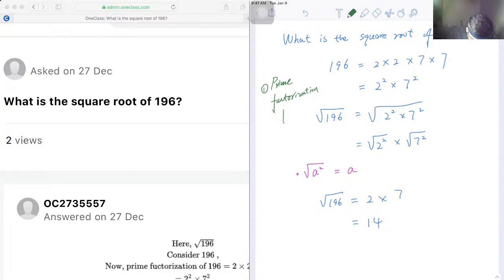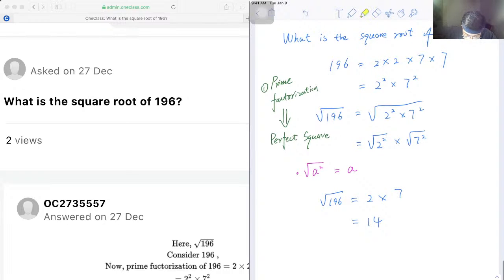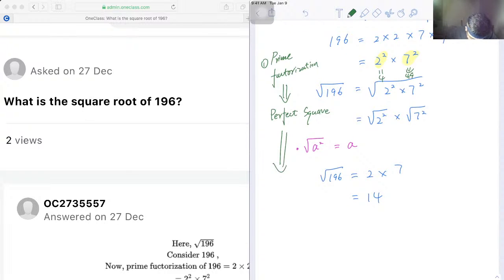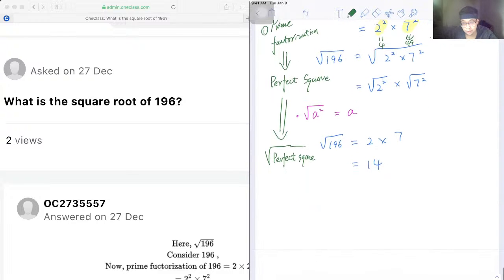And we're looking for the perfect square. In our case, a perfect square would be 2 squared and 7 squared. In other words, just going to be 4 and 49. Okay, and the reason why we're looking for perfect squares is because if we take the square root of a perfect square, we can always factor an integer out.